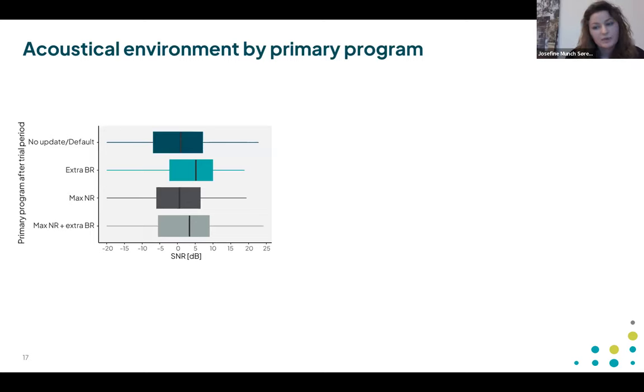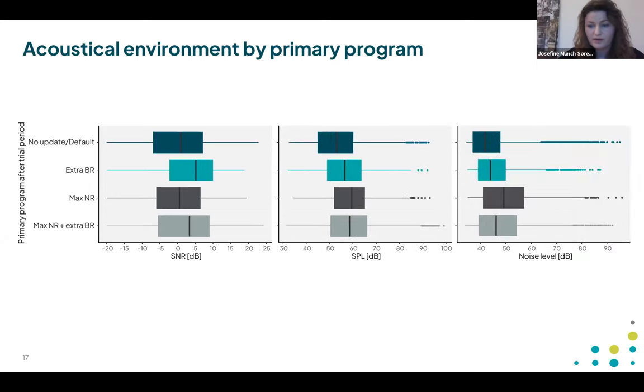But if we want to get a step closer to understanding why people are choosing the program that they are after this trial period, we can inspect the acoustical context that people are finding themselves in during this trial period. So here I have plotted the SNR on the x-axis, and then on the y-axis, we have the four programs that people choose to update to. So here we can see that the people who choose extra brightness generally find themselves in higher SNRs. And that is not surprising, because if you're in lower SNRs, you do not want to add more high frequency gain because you're just boosting the noise. So brightness generally requires higher SNR.